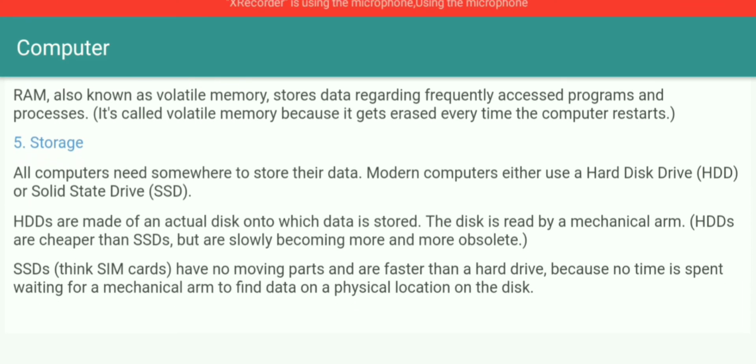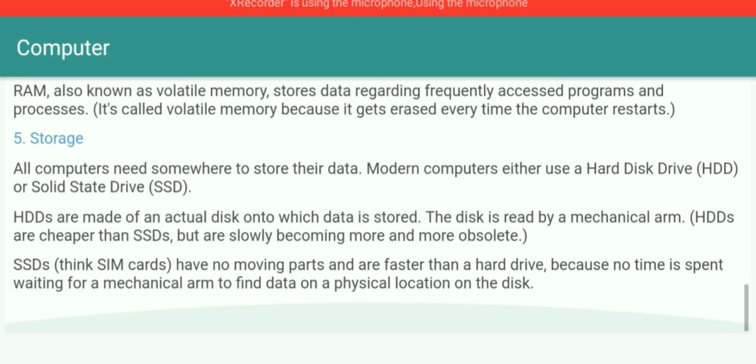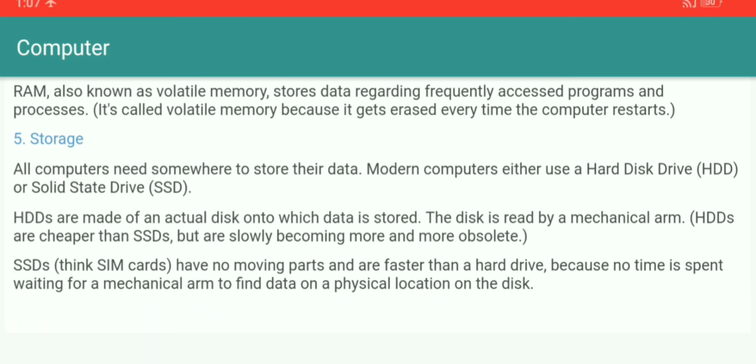So, pang-lima ay storage. So, ano ba itong storage? All computers need somewhere to store their data. Modern computers either use a hard disk drive or HDD or solid state drive. So, itong mga HDD at SSD mga kaibigan, malaking capacity na ito ng storage na kahit hundreds of songs or thousands of songs or videos ang ilagay mo, malaki pa rin ang kanyang capacity na makalagay ng information or files.